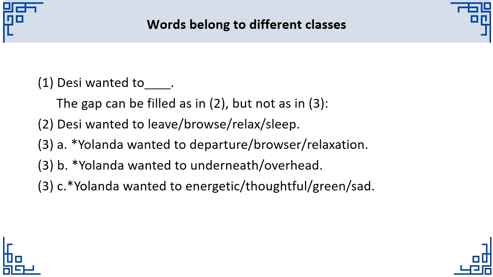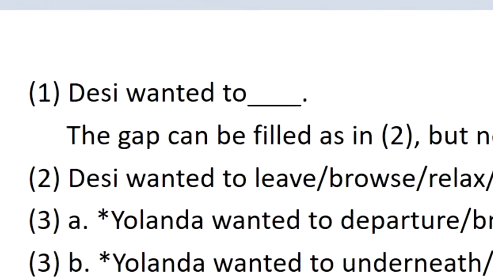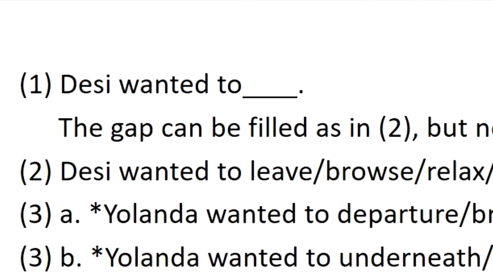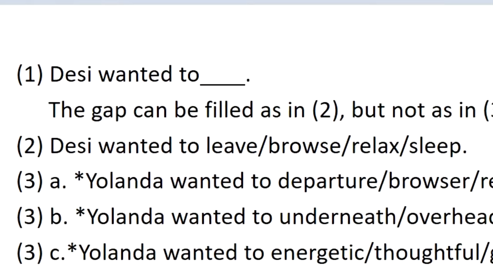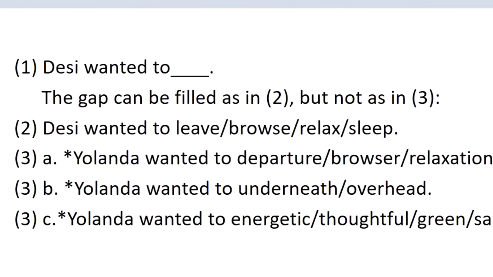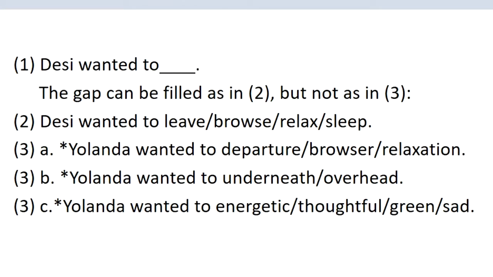In this section, we will look at the smallest building block of syntax, namely words. The following is the explanation of how they can be grouped into word classes. From the following sentence, we know only certain single words can fill the gap to complete sentence number 1. In the first sentence, Desi wanted blah blah blah. So the gap can be filled as in the second sentence. So you can see that Desi wanted to live, browse, relax, or sleep.